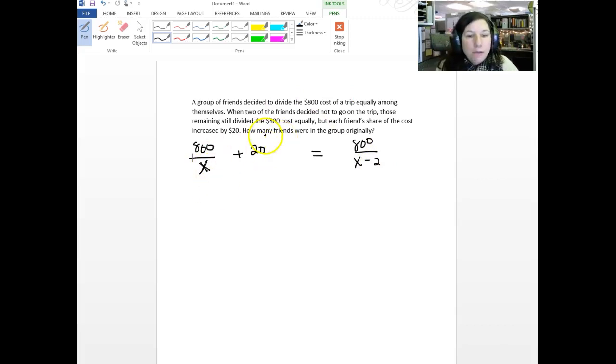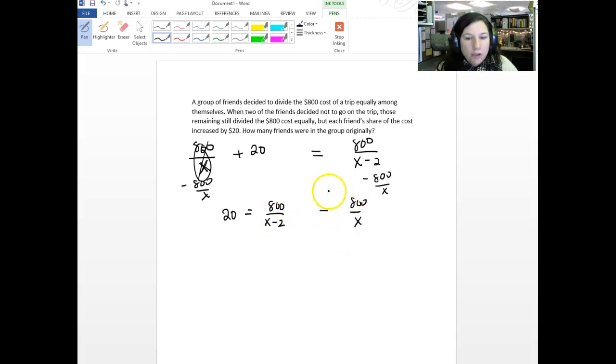Okay. Now from here, we can go ahead and solve this equation. So I have some variables. I want to get them on the same side of the equation, so I just have the numbers on this side. So what we're going to do is, this is a positive 800 divided by X, so I'm going to subtract that to the other side. Okay, so these are going to cancel to 0. So I have 20 equals 800 over X minus 2 minus 800 over X.